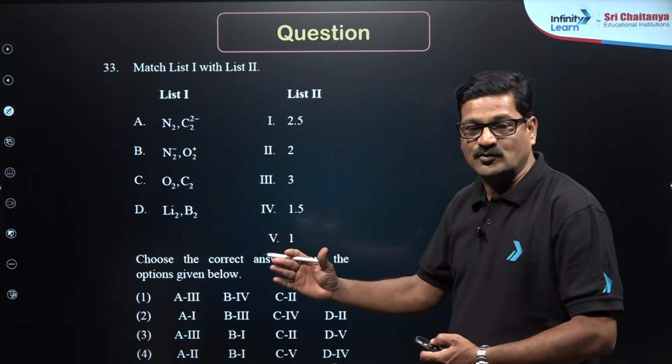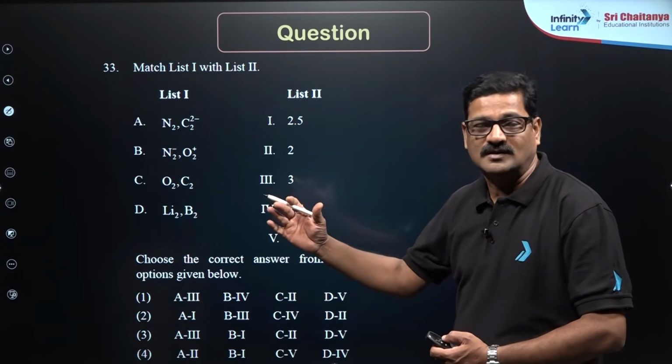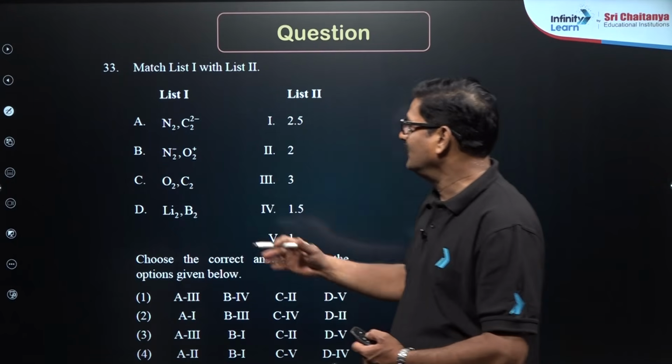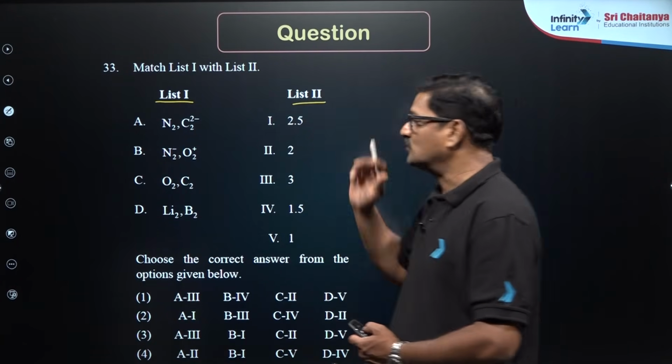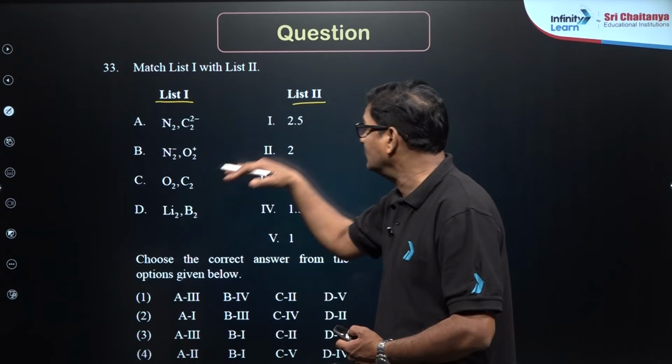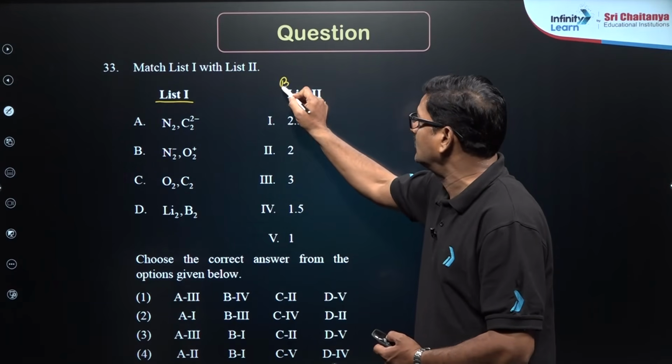Students, this is a question from bond order and molecular orbital theory. Match list 1 with list 2. List 1 is given and list 2 is given with the bond orders.